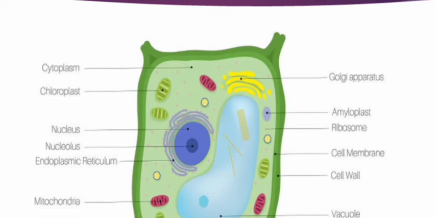Next one, nucleus. The nucleus is an important component of the living cell. It is spherical and located in the center of the cell. It can be easily identified under the microscope by using stains. The nucleus is separated from the cytoplasm by a membrane called the nuclear membrane. The membrane is also porous to allow the movement of materials between the cytoplasm and the inside of the nucleus.